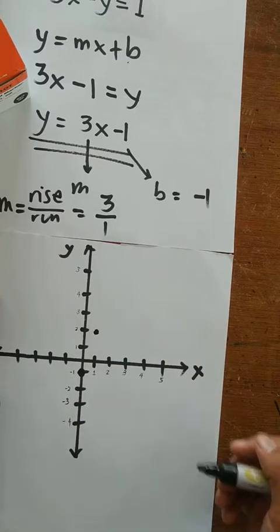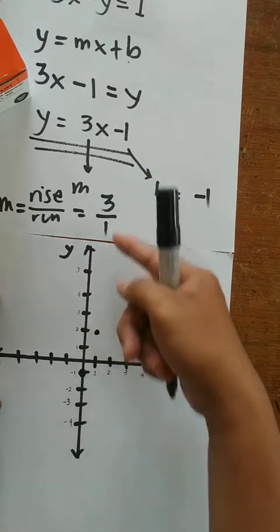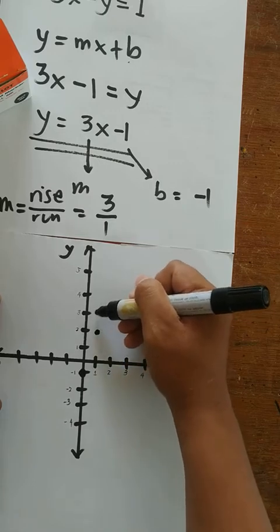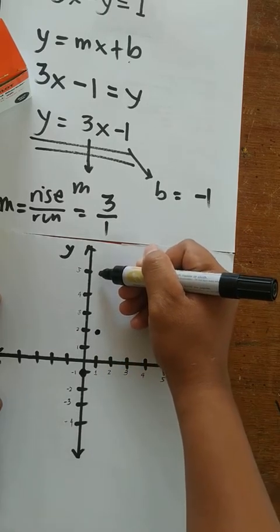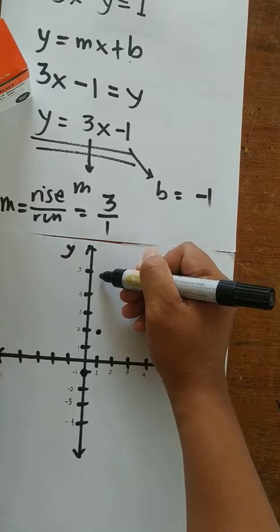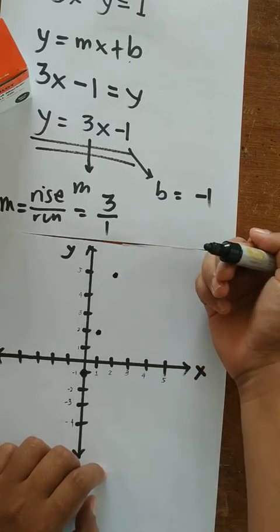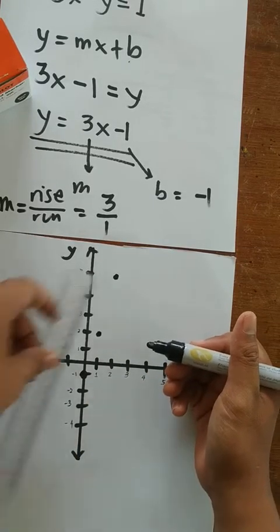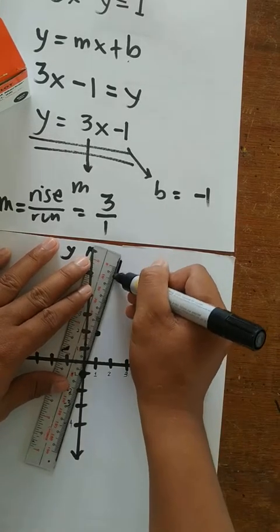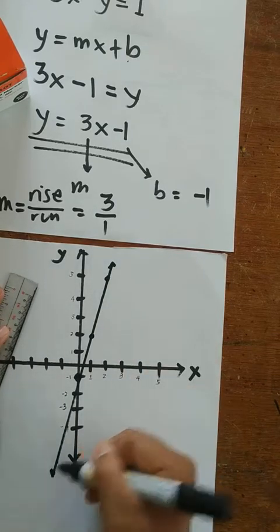But if you still doubt, you can have your third point, same as rise over run. We can count again from this point. We can count 3 units again, 1, 2, 3. As you can see, we rise up 3 units, and we run 1 unit. So those are my 3 points. I can now connect it with my straight edge.